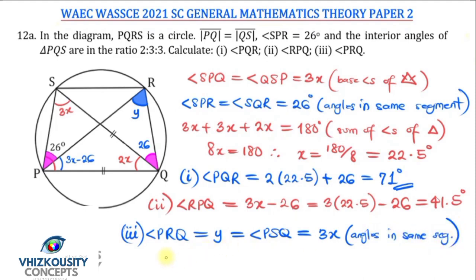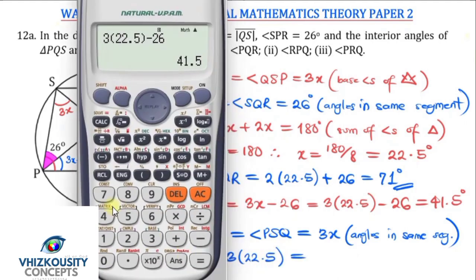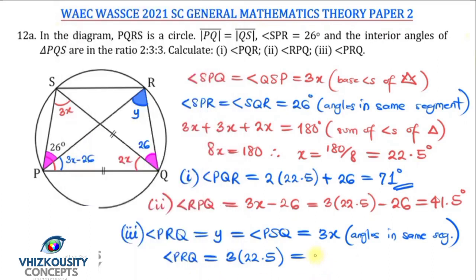And then that means that the y that I'm looking for, or angle PRQ, is just nothing but 3 times x, and that's 3 times 22.5. If I use my calculator again, 3 times 22.5 is going to give me 67.5. So this is 67.5 degrees.